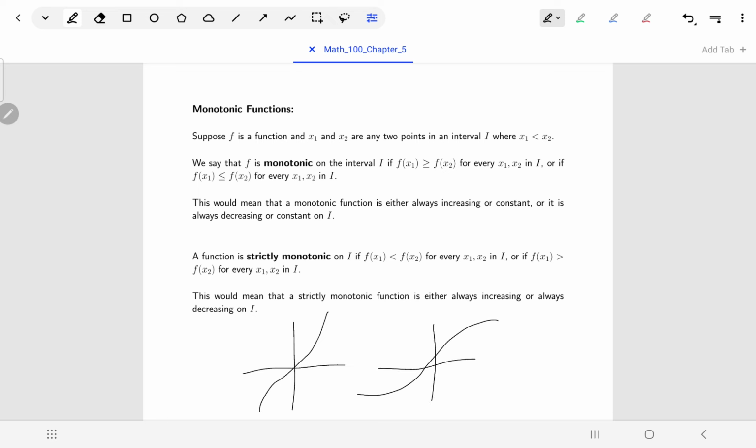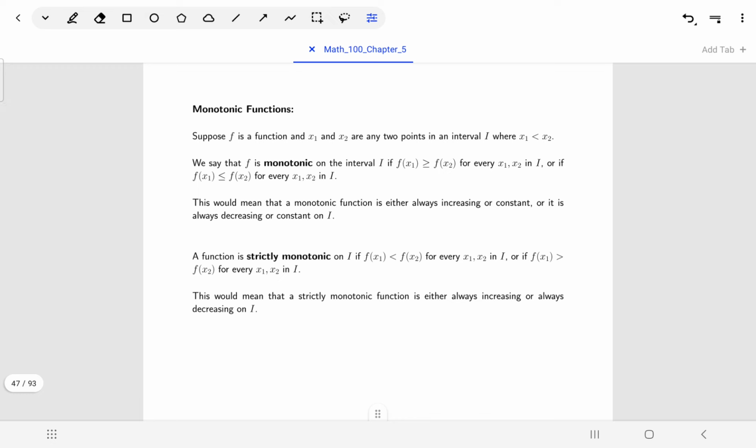Even y equals cube root of x is always increasing. And we actually proved earlier that logarithms were always increasing. That was a nice thing that we showed back at the very beginning of 5.1. So we could say that the natural log is a strictly monotonic function.